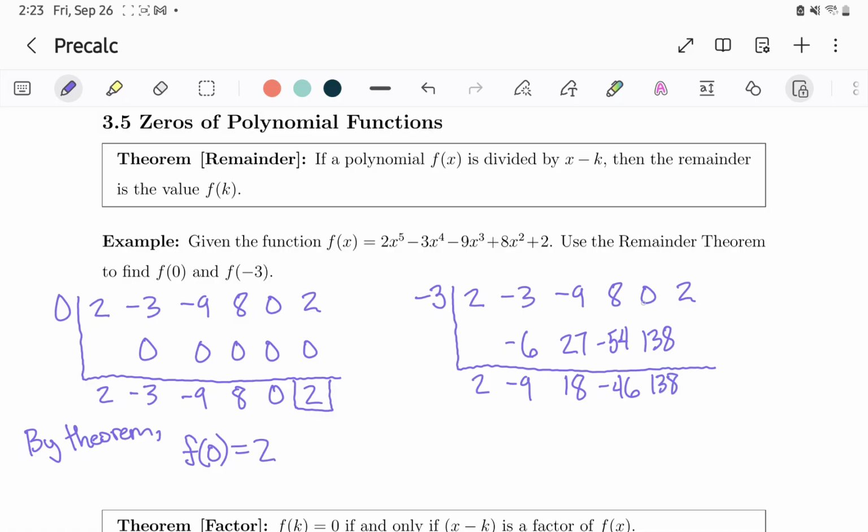And then 138 times minus 3 is going to be negative 414. All right, and then 2 plus minus 414 is going to be a minus 412. So that's our remainder. And so f of -3 is equal to minus 412.